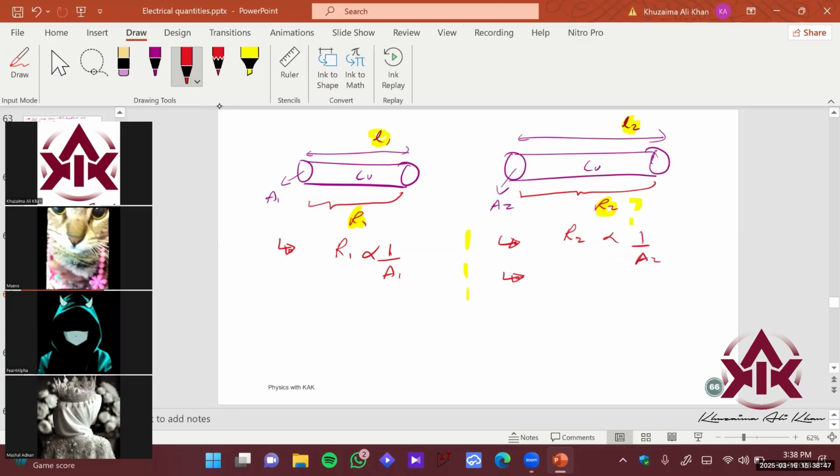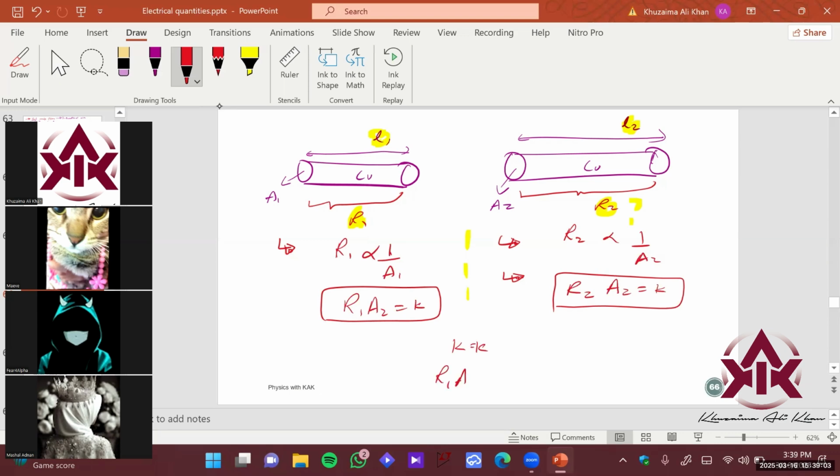Again, if I remove the sign of proportionality, I will have this constant K here, and again the constant K here. So I can equate these two K's to get my relation: R1 A1 is equal to R2 A2. Again, if you have any unknown here, you can find it by using this equation. I hope it makes sense right now.